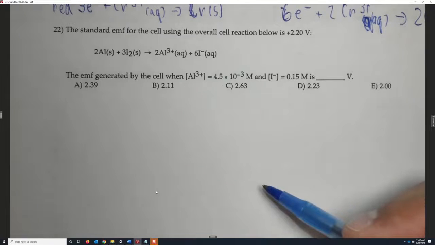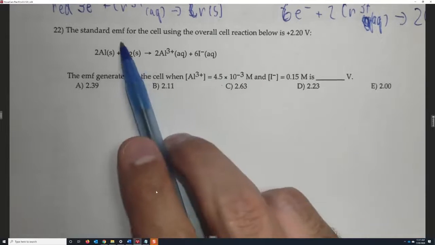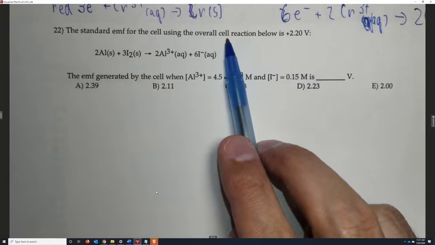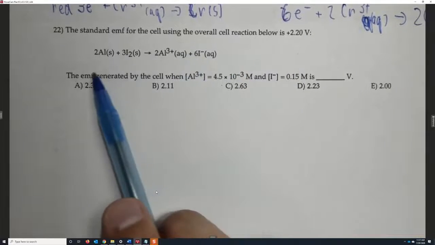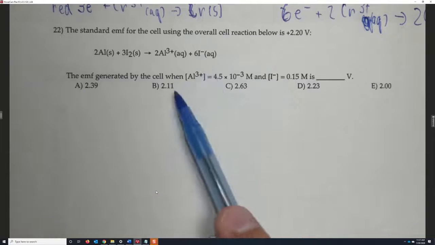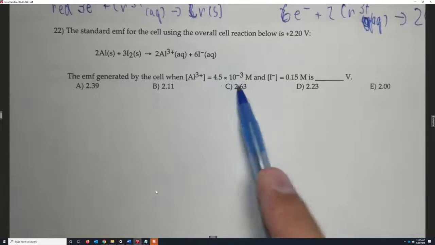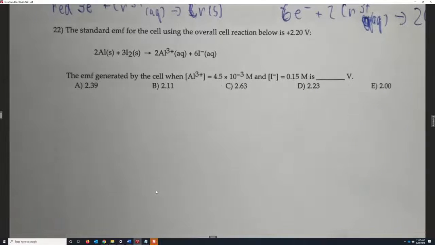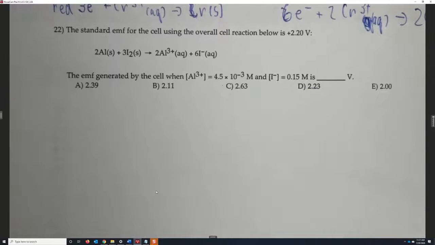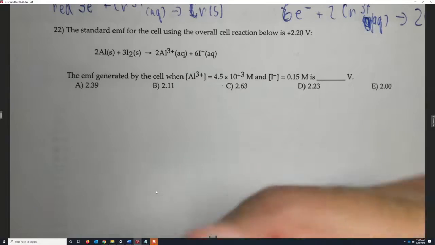All right, number 22 says the standard EMF for the cell using the overall cell reaction below is 2.2 volts. All right, and here's the reaction. The EMF generated by a cell when the concentration of Al3+ is this and the concentration of I minus is this is what? So in this case, we're asked for E cell at non-standard conditions. And essentially what we're going to use is a version of the Nernst equation, which is simplified.